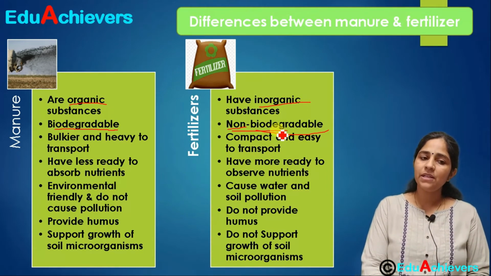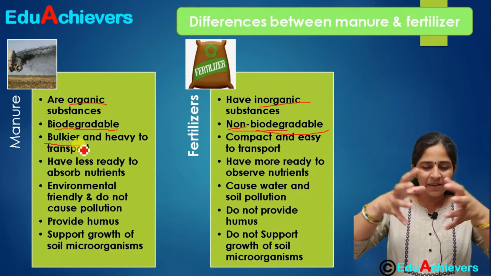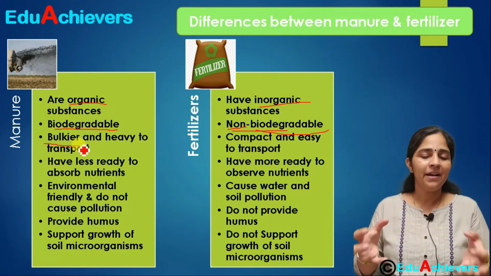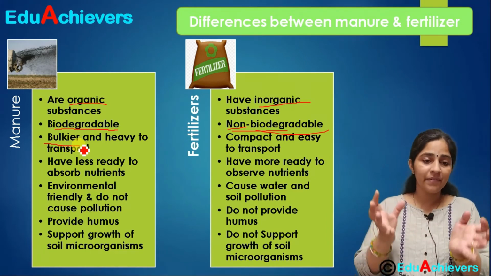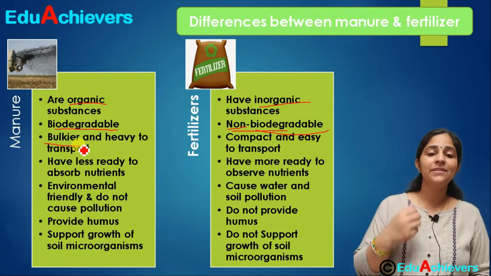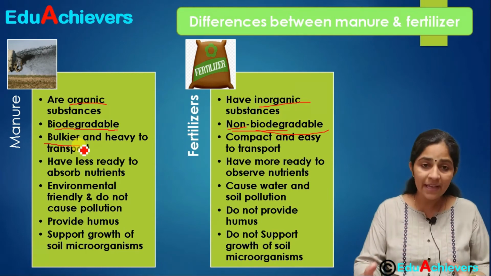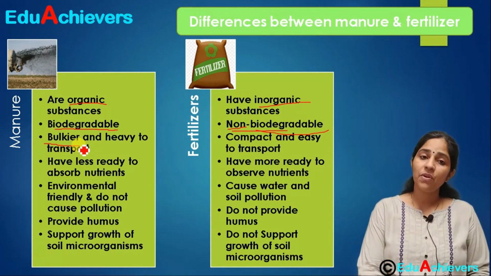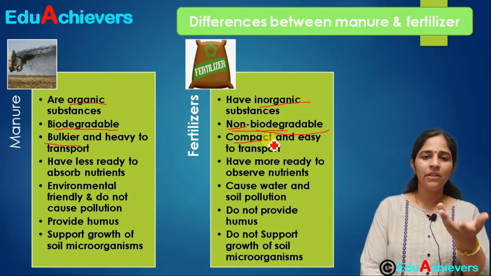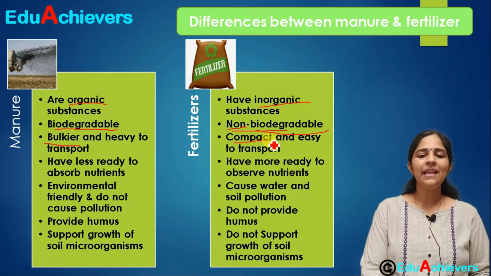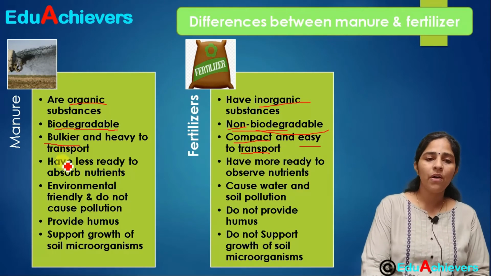Correct. When we talk about manure, we say that manure is bulkier. It becomes heavy. A huge area is required for making the manure and then storing it. Again, transport is required because it is bulkier, and a larger vehicle is required. Fine. Whereas fertilizers are compact. They are in the form of either crystals or powdered substance, and they are easy to transport.